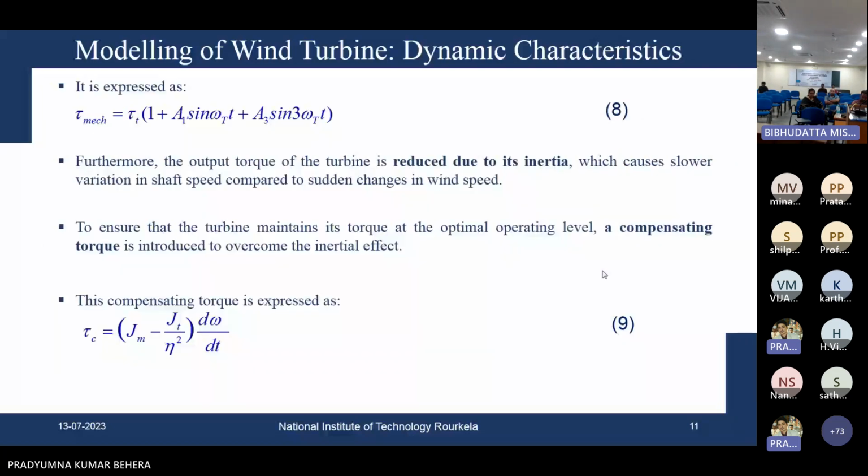Furthermore, the output torque of the wind turbine is reduced due to the inertia, which causes slow variation in the shaft speed compared to the sudden changes in wind speed. So in order to ensure optimal torque, a compensating torque is introduced to overcome the inertia effect. The compensating torque is expressed in equation number 9.